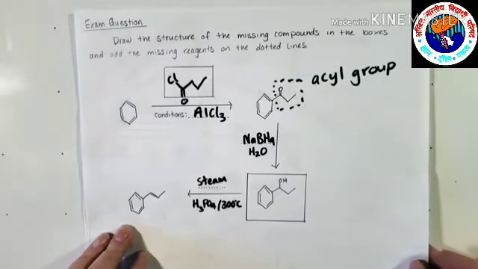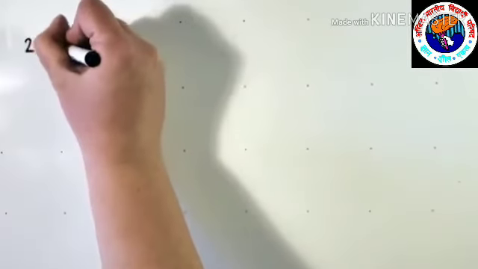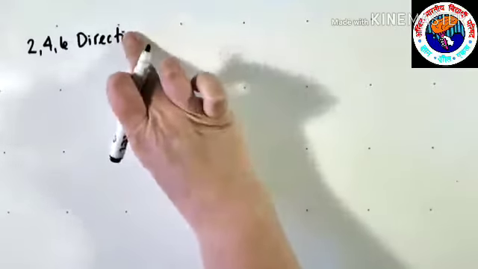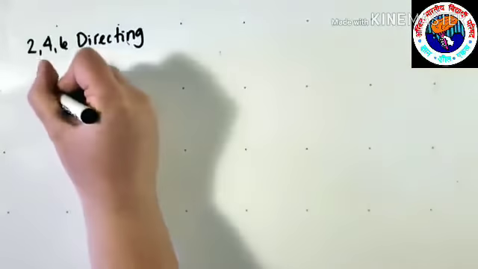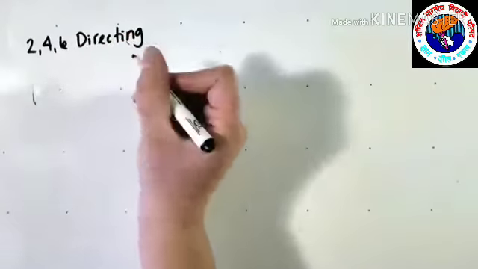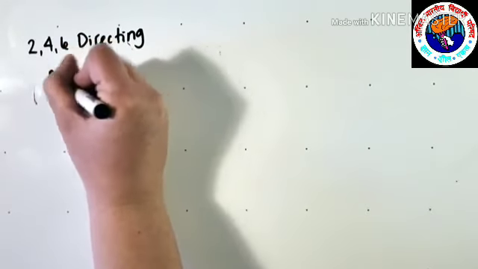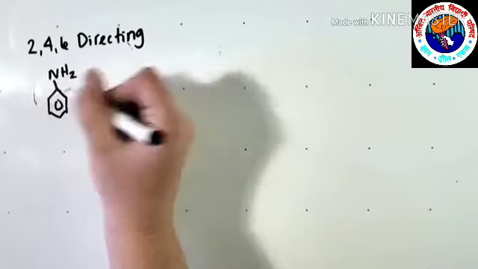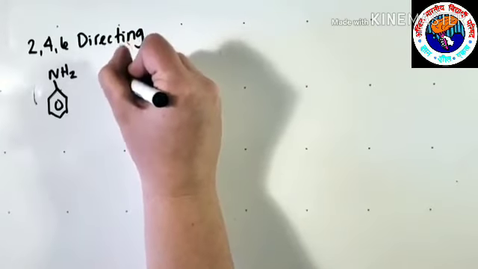Right, so before I go on to the next exam question, I am going to go through some benzene derivatives and the 2,4,6 directing and 3,5 directing. Okay, so we have 2,4,6 directing groups, which is, I'm not going to have space, when you have an amine, so NH2 on that benzene, or an OH on that benzene.